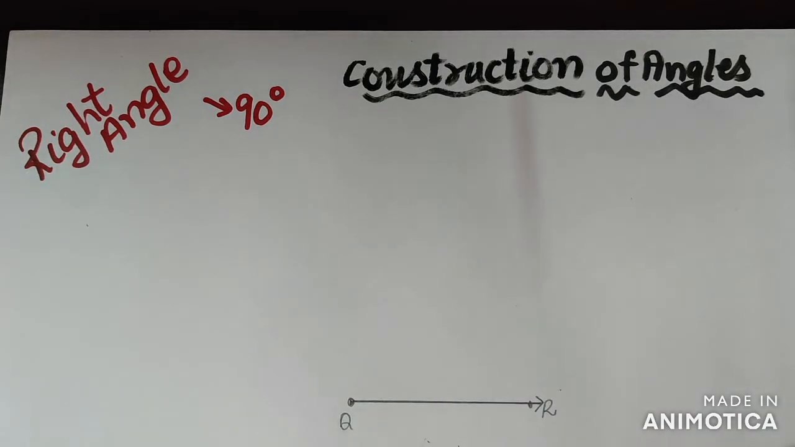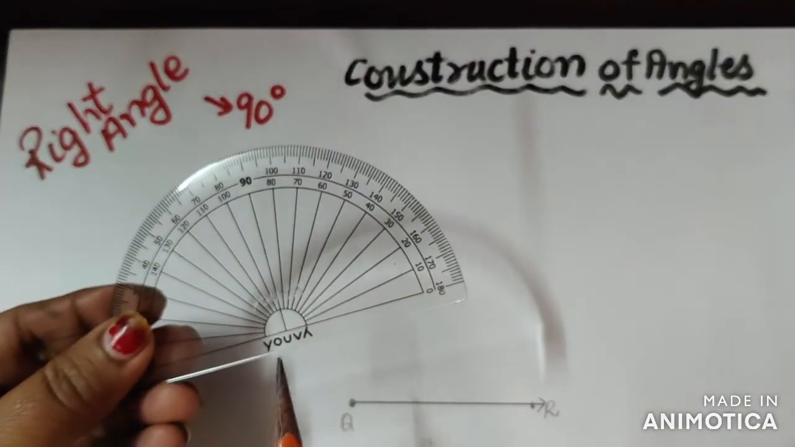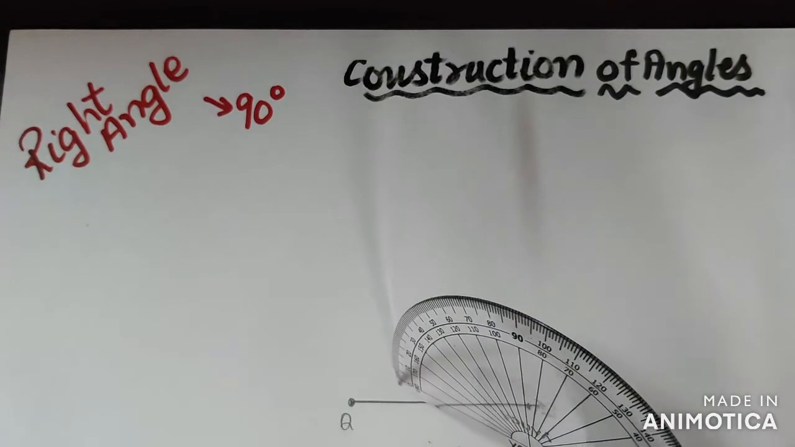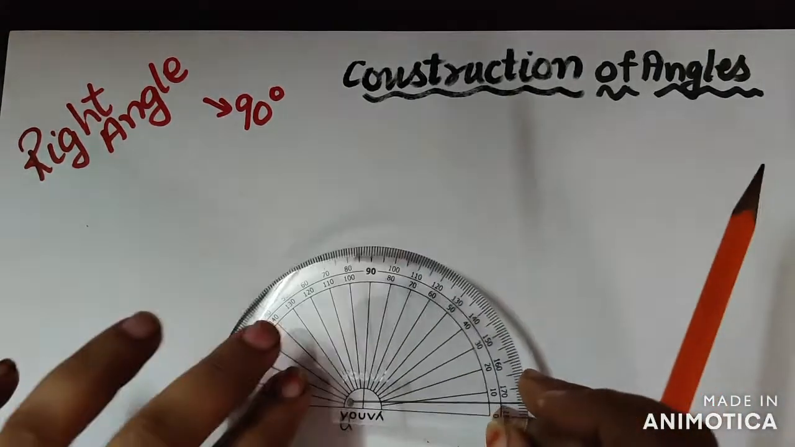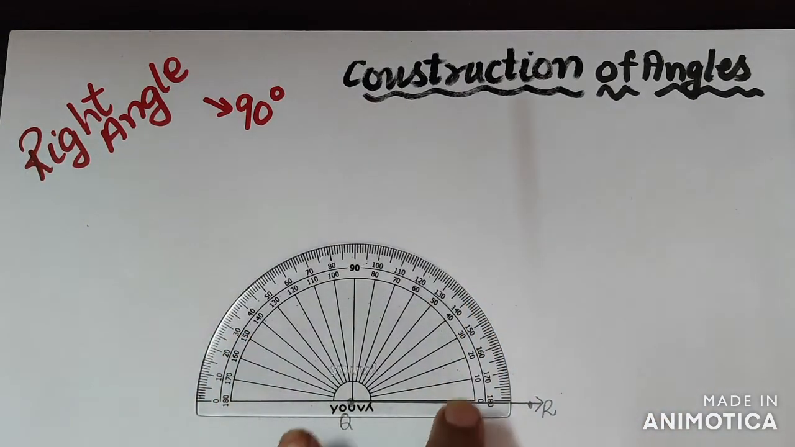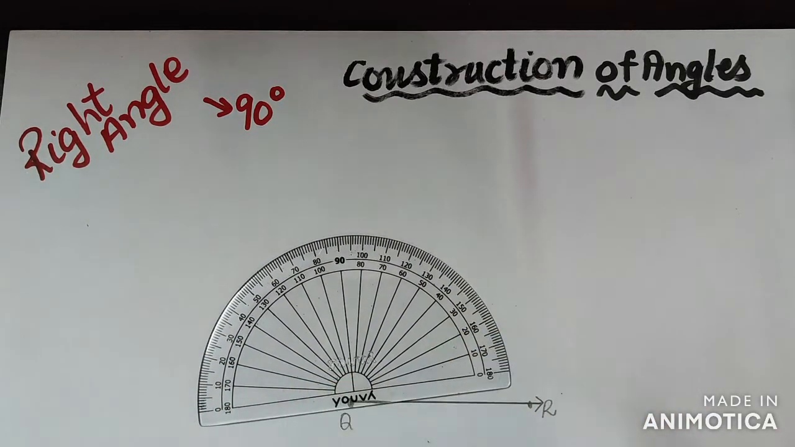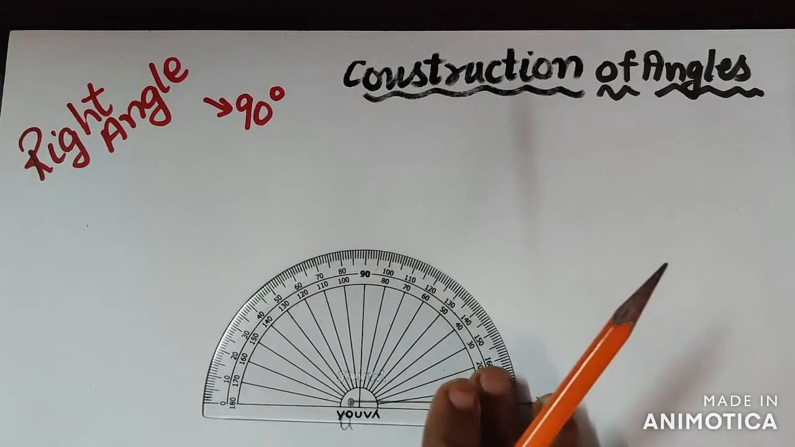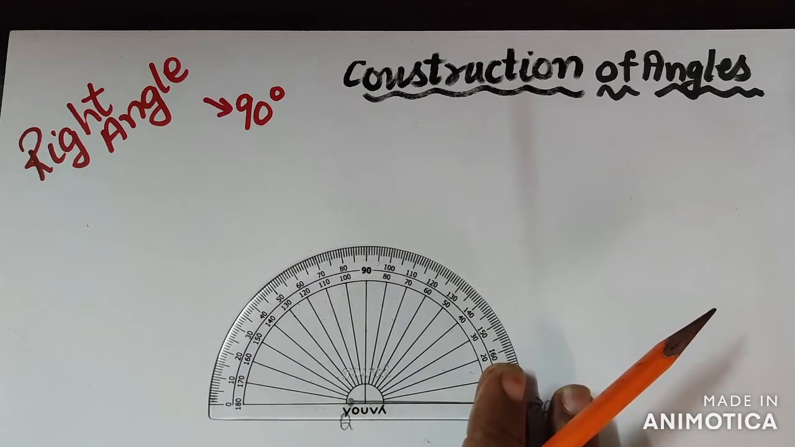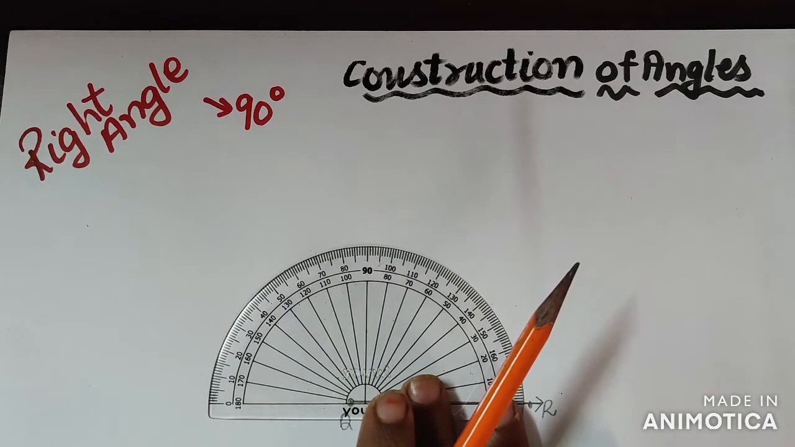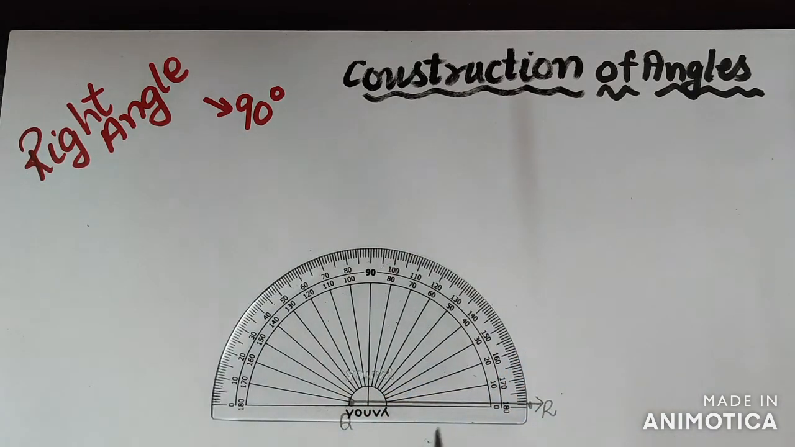Now after that what will you do? You will place the center point of the protractor, this point of the protractor, on the point Q. That will be the vertex of the angle. You will just put it, and after that adjust the protractor in such a way that this baseline coincides with the arm QR of the angle. Now after that check the scale where the baseline arm points to 0 degree.